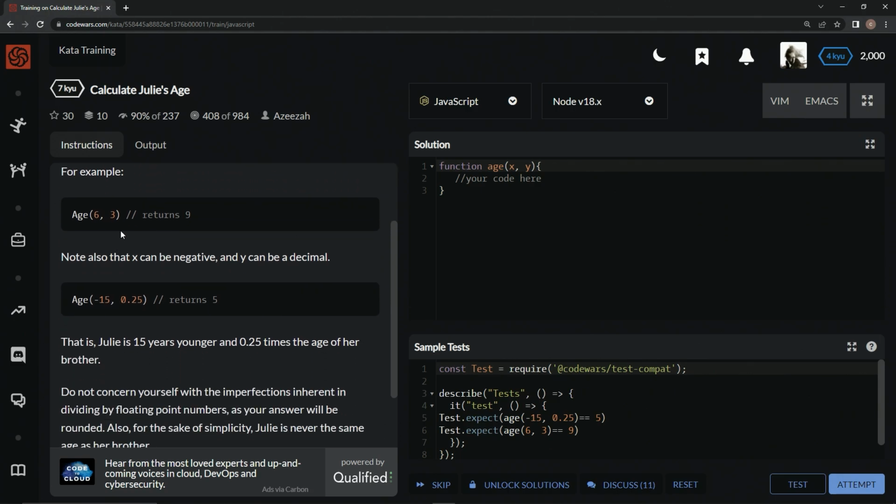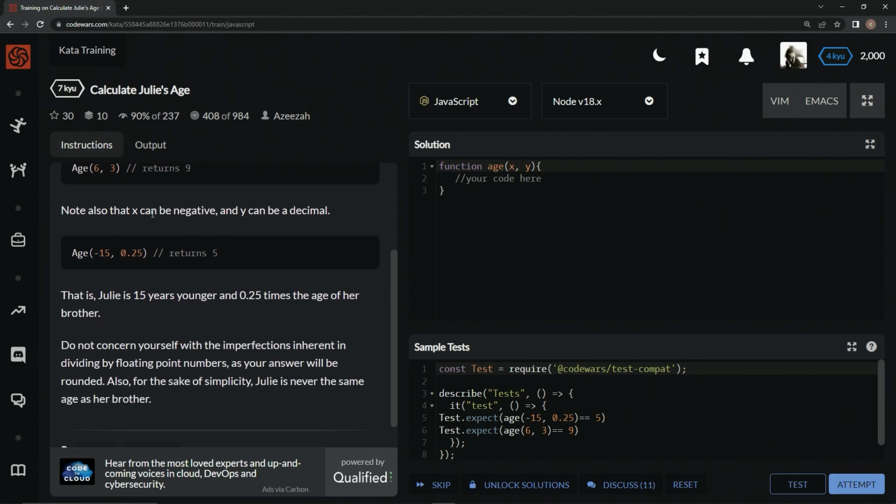arguments. So for example, 6 and 3 is going to return 9, and also X can be negative and Y can be a decimal, okay? That is, Julie is 15 years younger and 0.25 times the age of her brother. Okay, I guess that's what that means. So we're not going to concern ourselves with the imperfections inherent in dividing by floating point numbers, as our answers will be rounded. Also, for the sake of simplicity, Julie is never the same age as her brother.